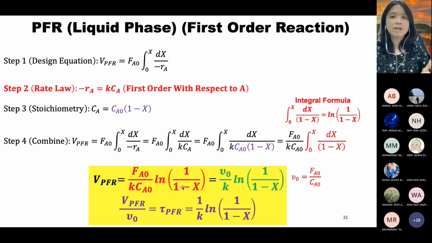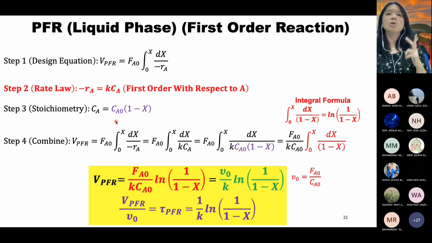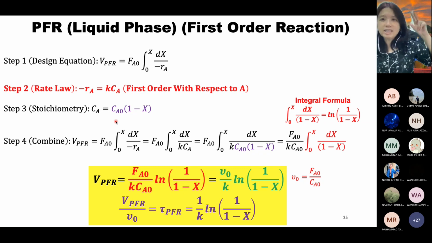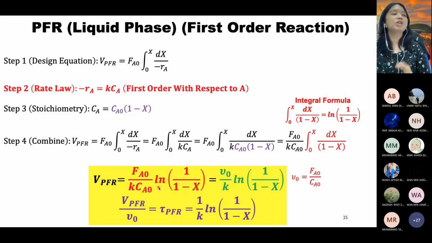First, kamu sedang mengira untuk PFR. Second, kamu mesti mengira untuk rate law minus RA sama dengan KCA. Dan ketiga, dia adalah untuk liquid phase. Kalau sistem yang kamu kira tu tak memenuhi ketiga-tiganya, this equation is not valid. Sebab tu yang bahaya part.